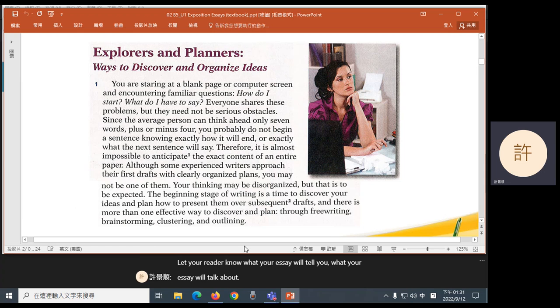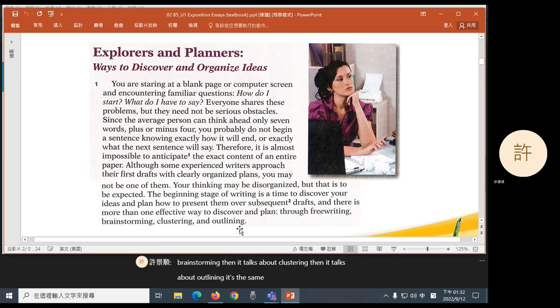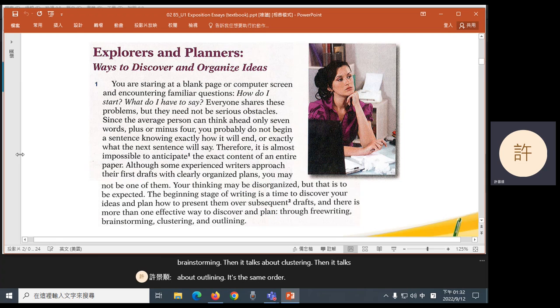And in this case, the order that these methods are presented in is the same order that they appear in the essay, right? First, it talks about free writing, then it talks about brainstorming, then it talks about clustering, then it talks about outlining. It's the same order. That will also help your reader prepare to read your essay. Be ready to take in your ideas.